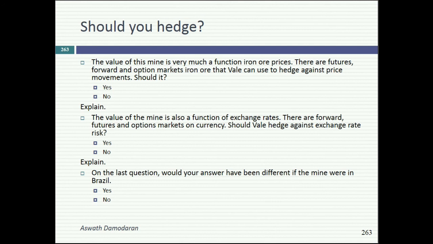And then the third question I ask is, on exchange rates, would your answer be different if you were in Brazil as opposed to Canada? But think about the two kinds of risk, iron ore prices and exchange rates. Hedging versus not hedging. So if you're an iron ore company, would you want to hedge against iron ore prices? It's kind of a generic question. Should a commodity company hedge against commodity price changes?